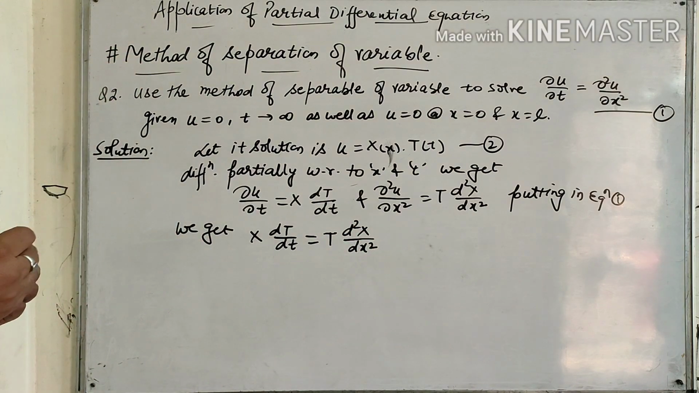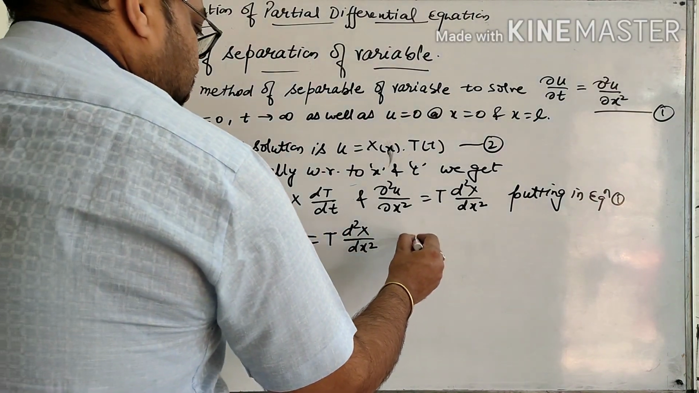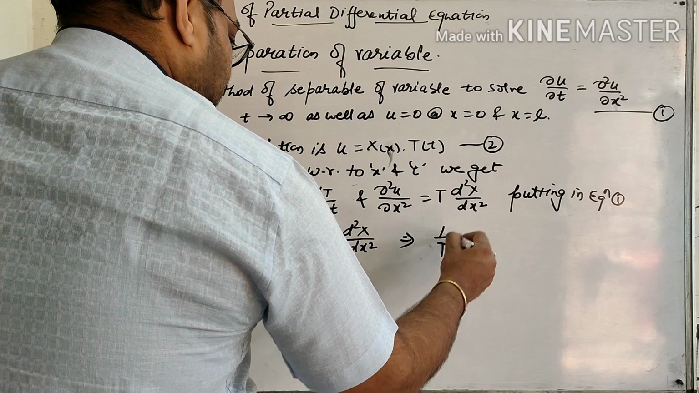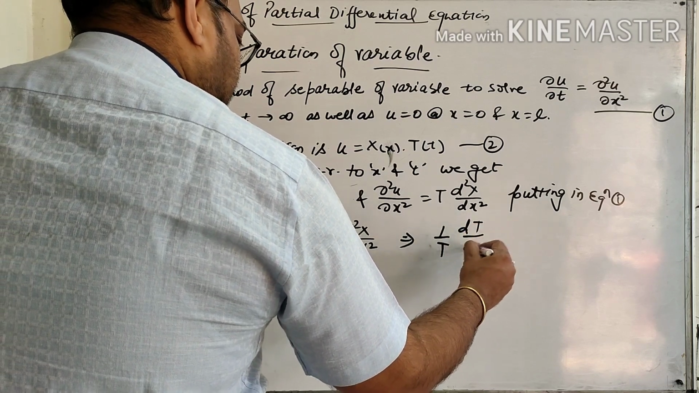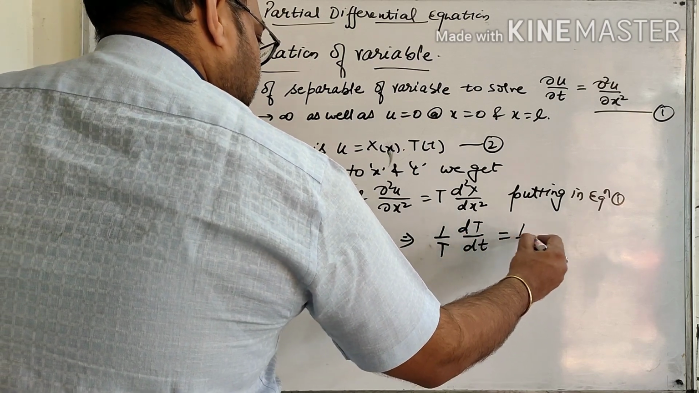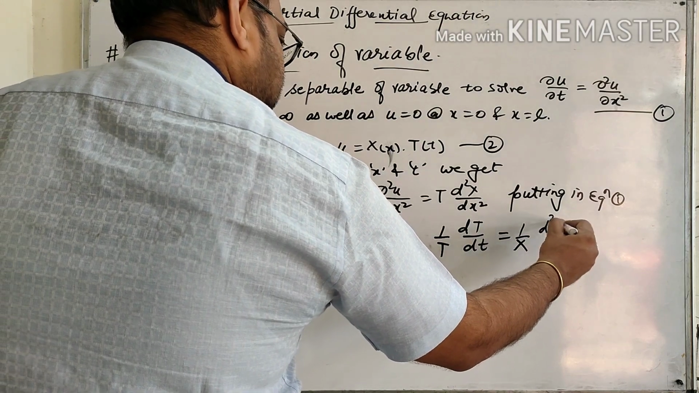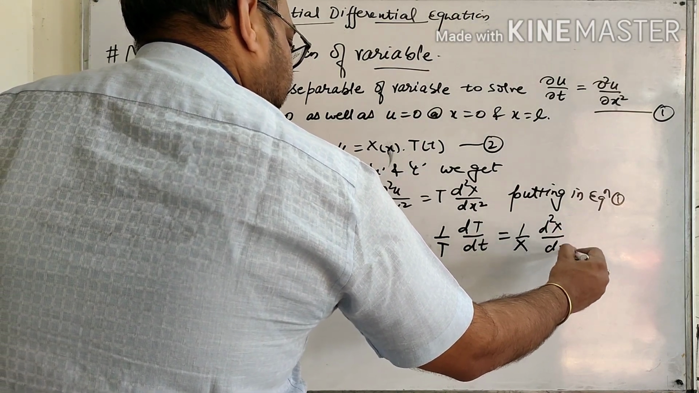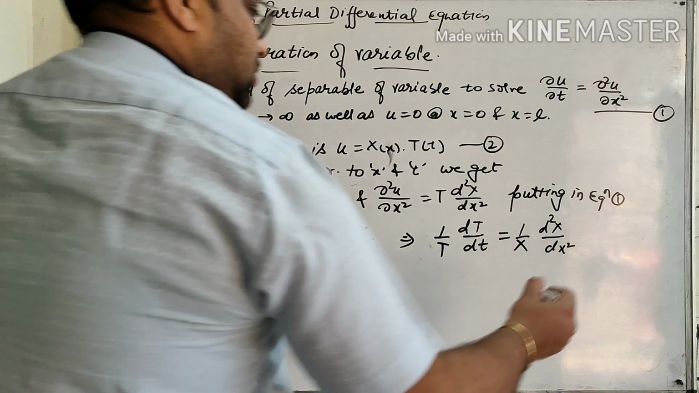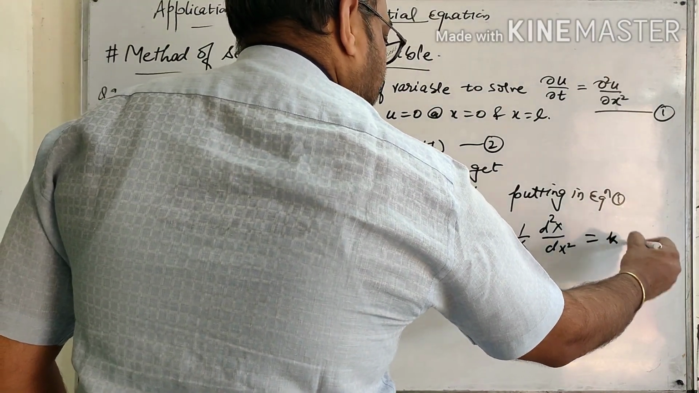Now we have to separate the variables. So (1/T) dT/dt equals (1/X) d2X/dx square, and it is equal to k.